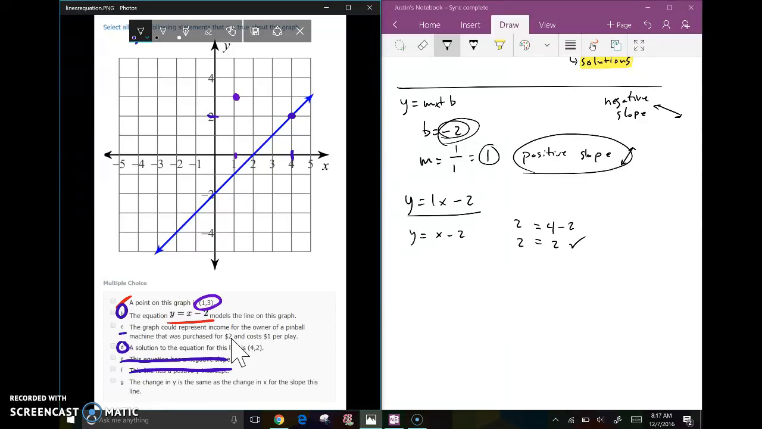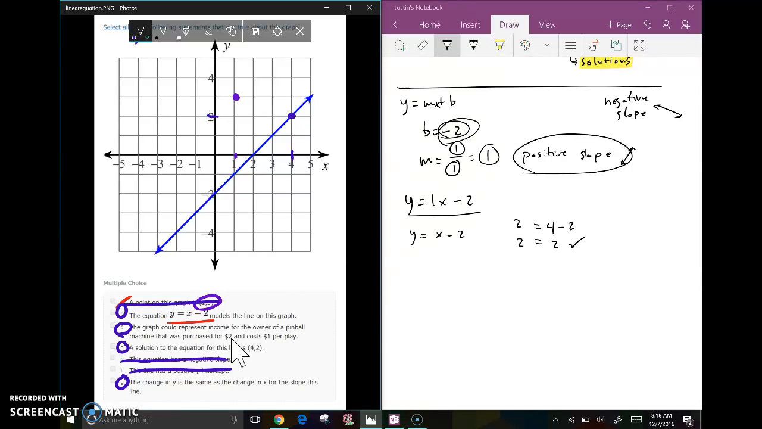The change in y is the same as the change in x for the slope of this line. Well, our slope here was 1 over 1. If y is changing 1, then x is changing 1, which means they're changing by the same amount. So we can say, yeah, they're changing equally. So we've got three answers right now. We've ruled out the first one.